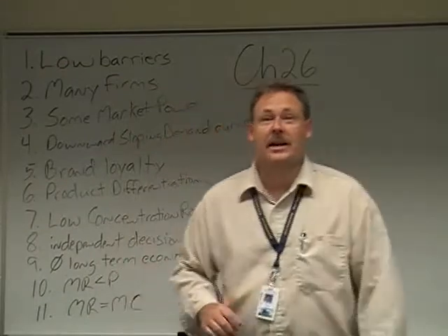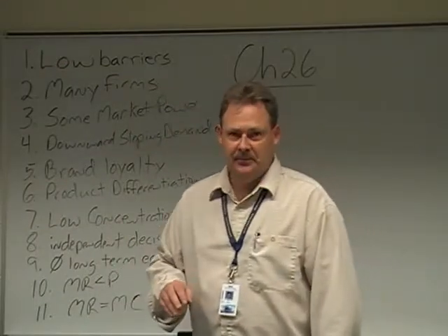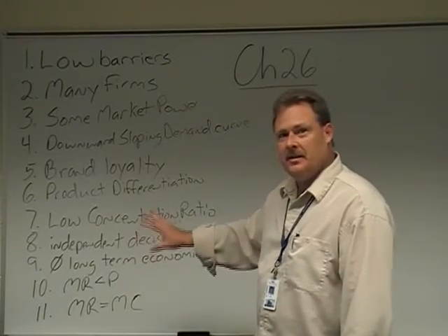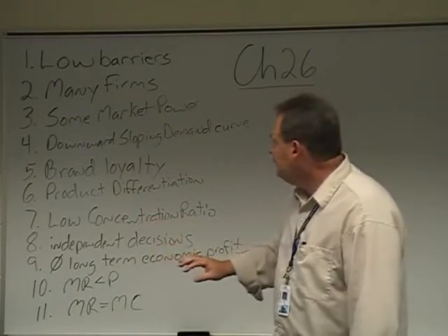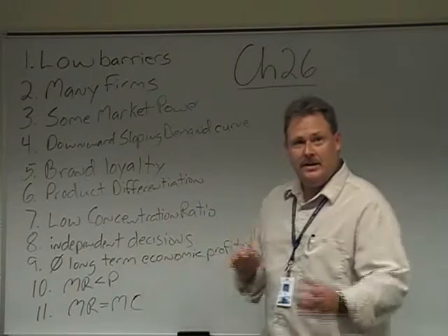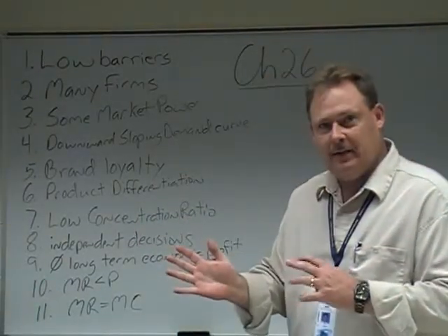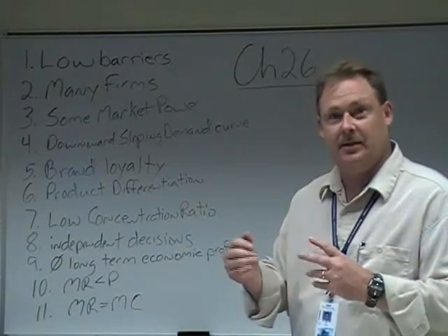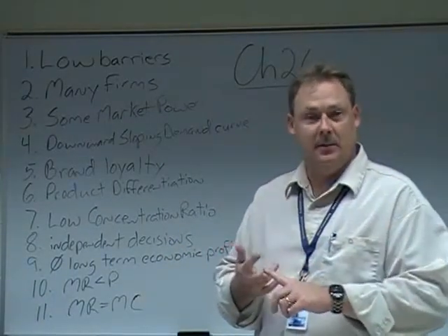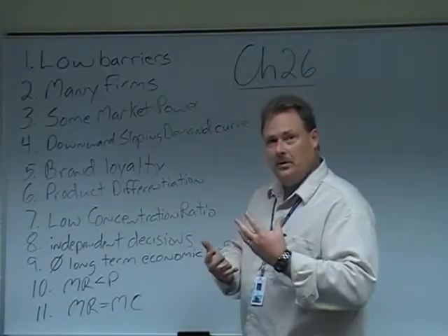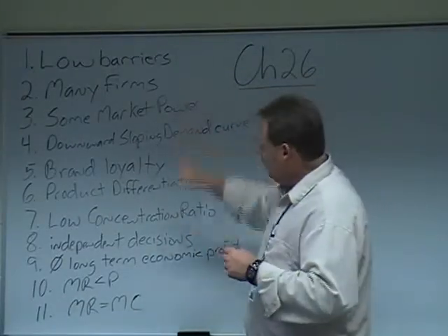Alright, we're going to cover chapter 26 in this segment. I've started off with 11 characteristics of monopolistic competition. As you read this chapter, what you're going to see is they compare and contrast it to the previous list of characteristics of oligopoly, monopoly, and pure competition. So we're going to do this with an example of a firm and go through each of these.